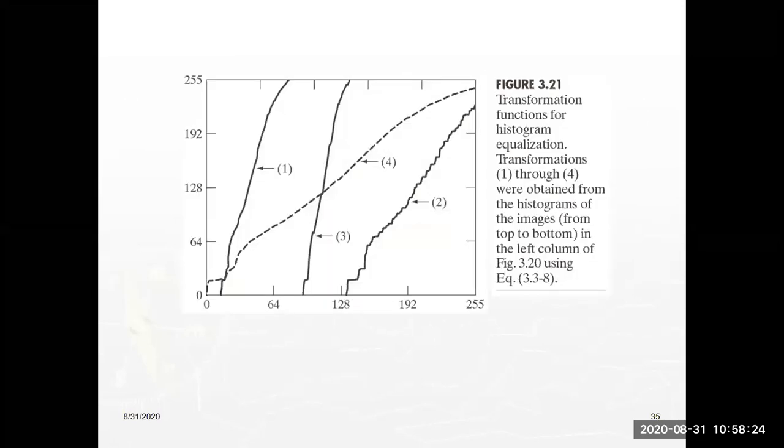So in the next class we have to discuss histogram matching. So with this I am concluding today's topic. Any doubts today? Anyone respond, please?